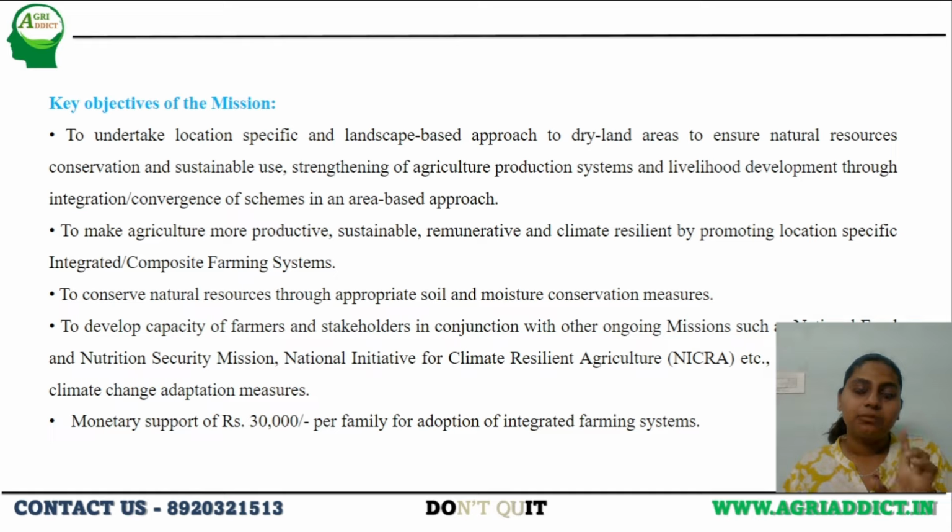See, as I said, based upon the location, whether it is rain-fed or irrigated, they are taking the rain-fed areas and promoting integrated farming system majorly in order to save the natural resources, increase the farmers' income, attain sustainability in agriculture practices, maintain the soil fertility, and overcome climatic change. And along with that, they are providing monetary support to the farmers also, so that they can take up the integrated farming system, and they are providing rupees 30,000 per family.